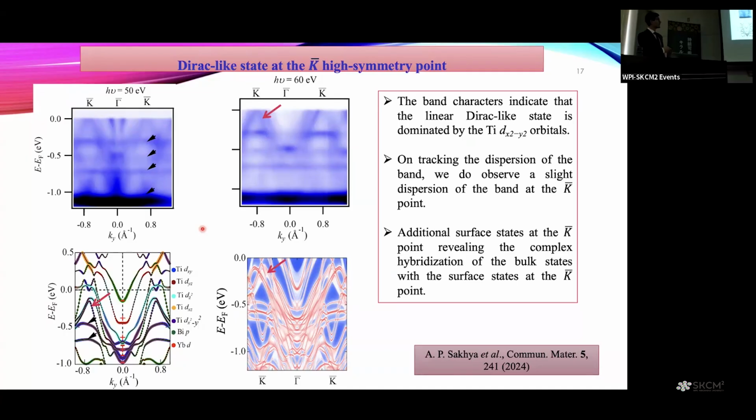The other thing is we wanted to look at the K points. So I discussed previously that the Kagome lattice hosts van Hove singularities, flat bands and Dirac points. We have already discussed the van Hove singularities and the flat bands.